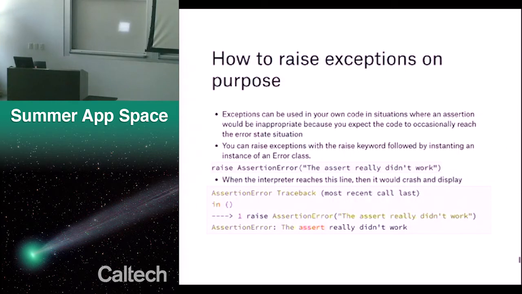assertion error. The assert really didn't work. So you can use assertions and exceptions together. And this is one instance where I could also raise a type error, for example. There are a variety of different error classes, and you can make your own error classes.